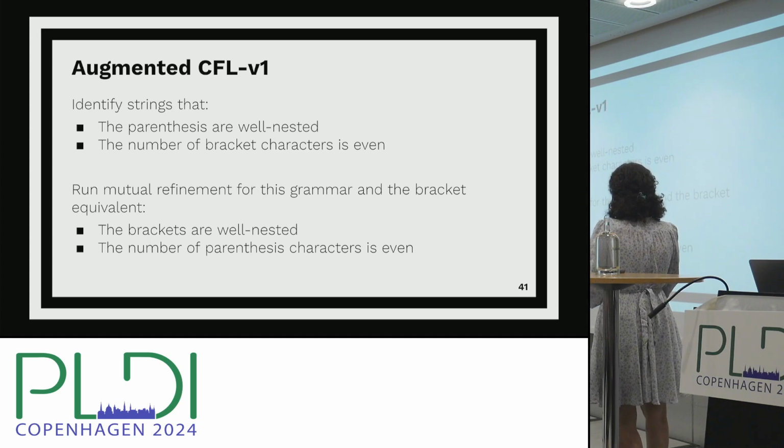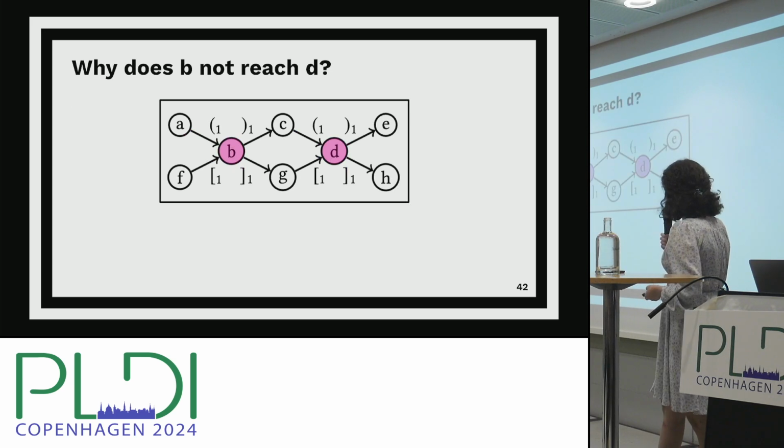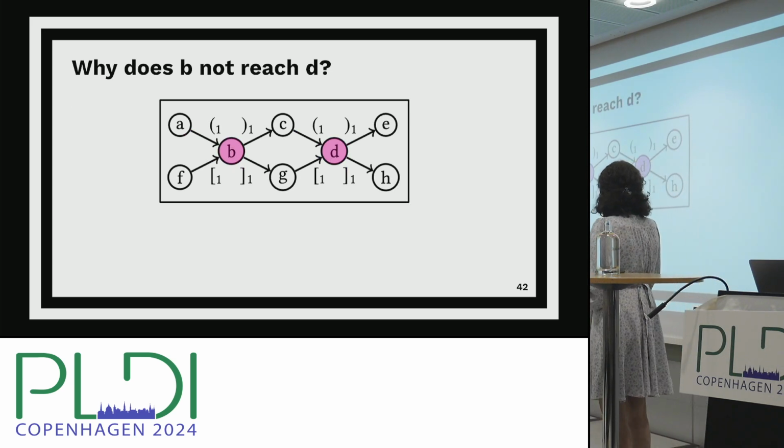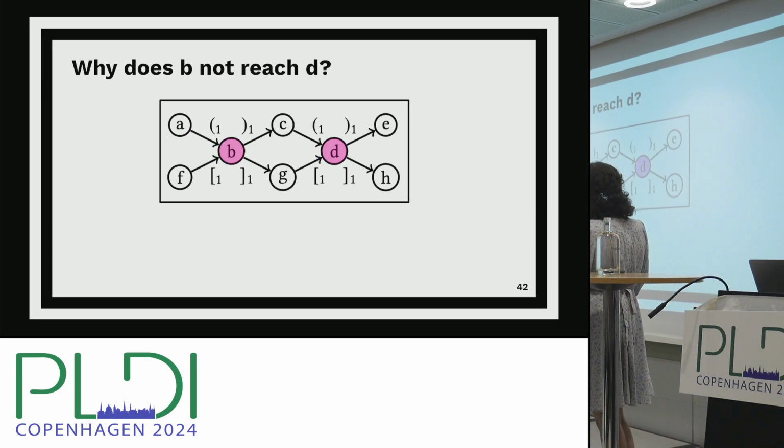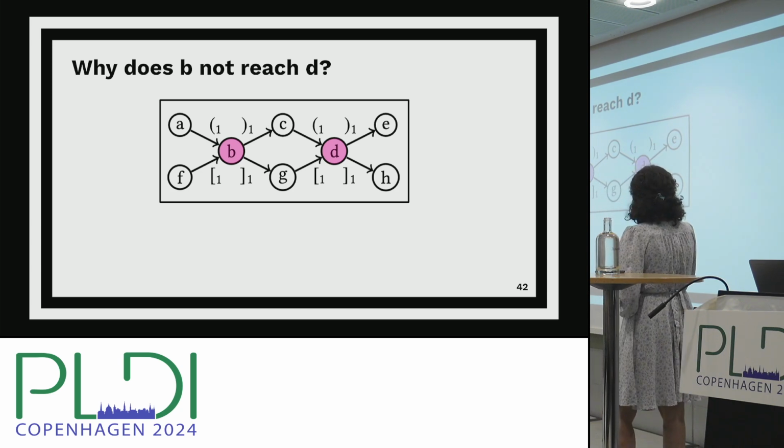And then we're going to run mutual refinement for this grammar and the bracket equivalent in which the brackets are well nested and the number of parentheses is even. Another thing we can do here in augmenting our CFL, let's look at this example now. This is an example where all the conditions I said so far fail. So our algorithm would say that B reaches D, even though it clearly doesn't.